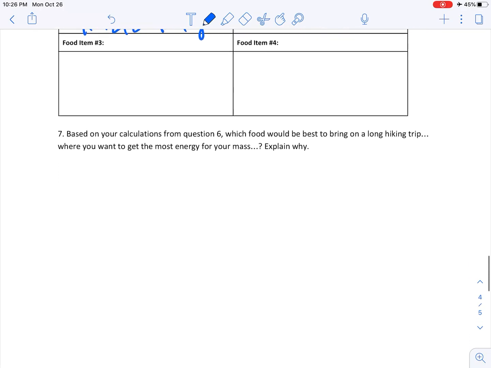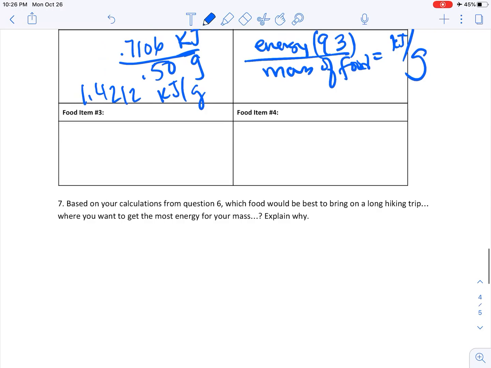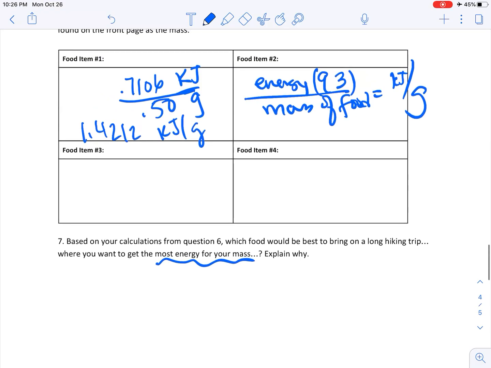Finally, the last question is, based on your calculations, which food would be best to bring on a long hiking trip, where you would want to get the most energy for your mass? Basically, which is the most bang for your buck? So which has the greatest kilojoules per gram? And then explain. Okay, if you still have any remaining questions, please ask. Otherwise, thanks for watching.